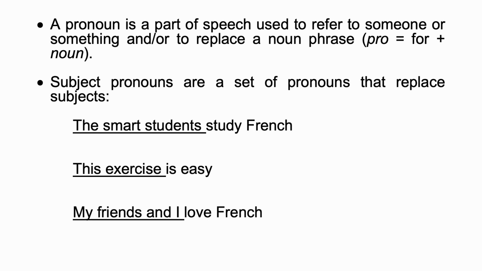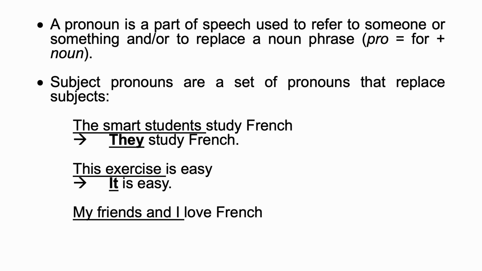The smart students study French. The smart students can be replaced with they. They study French. So they is a subject pronoun in English. This exercise is easy. This exercise can be replaced by it. It is easy. So it is also a subject pronoun. My friends and I love French. My friends and I can be replaced with we. We love French. So we is also a subject pronoun in English.